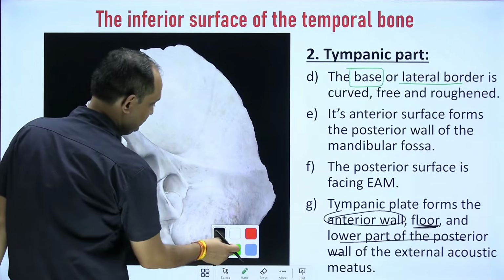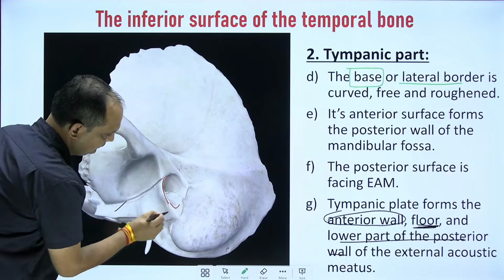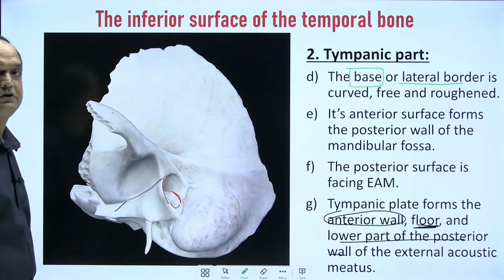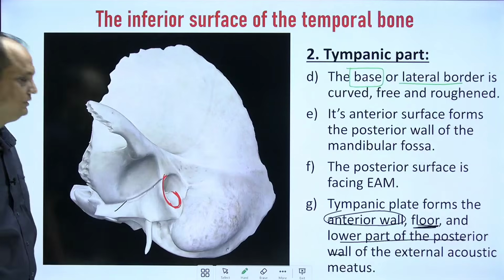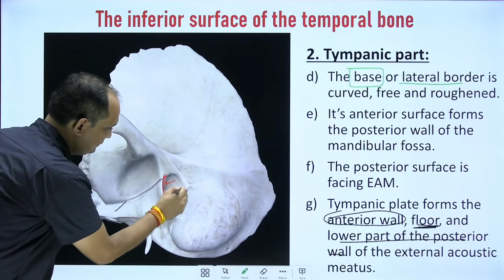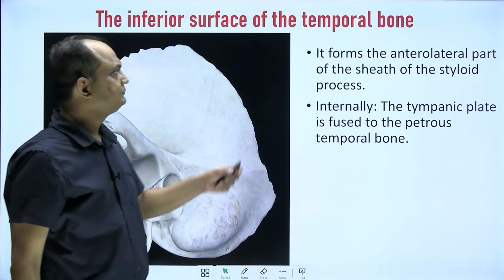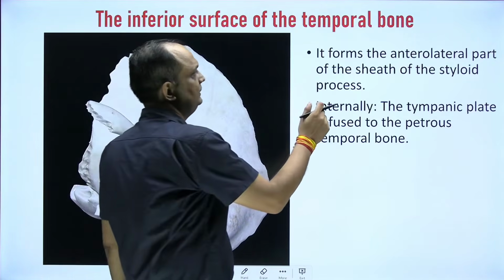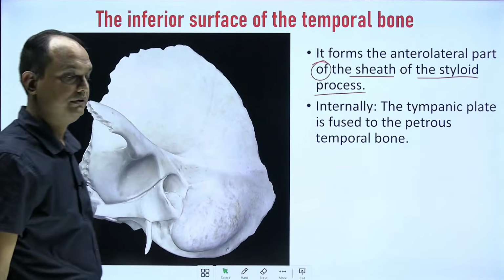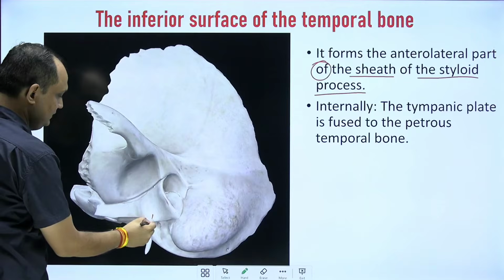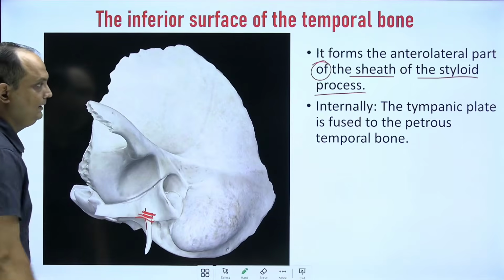So here in this image, you can see this is your external acoustic meatus. This is forming the anterior wall, this is forming the floor, and this is forming the lower part of the posterior wall. So this curvature of the tympanic plate contributes to three walls of the external acoustic meatus: the anterior wall, the floor, and the lower area of the posterior wall. Clear? The tympanic plate also covers the base of your styloid process. This is the base of the styloid process, which actually starts very high, but here it is not visible because it is covered by this tympanic plate.